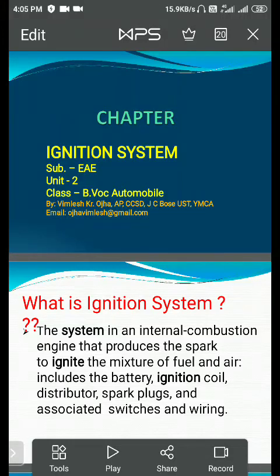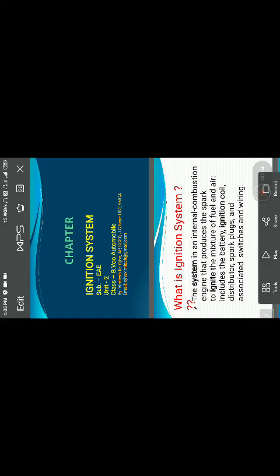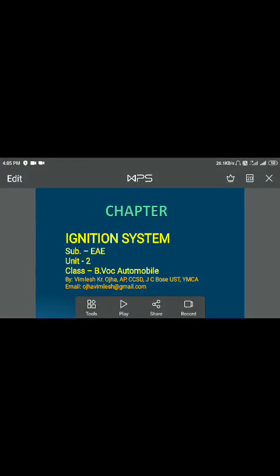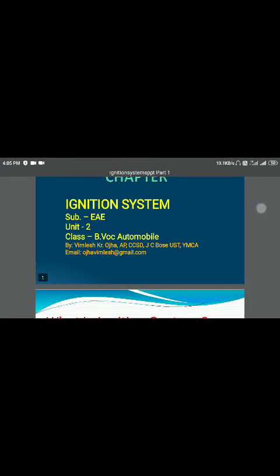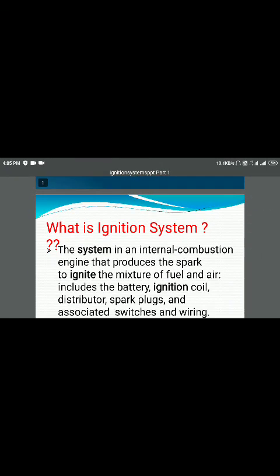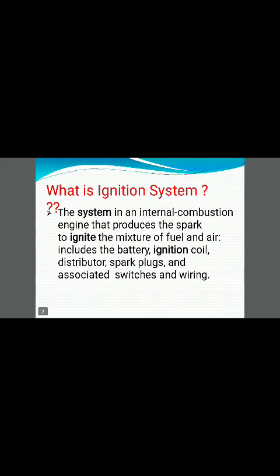So today we are starting the ignition system. Ignition system of automobile. Now first, what is the ignition system?